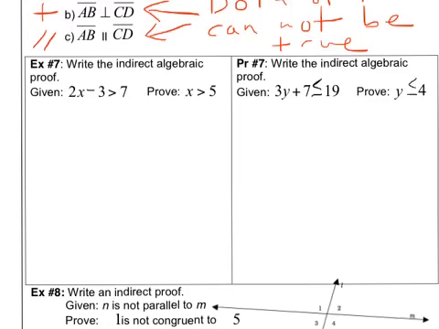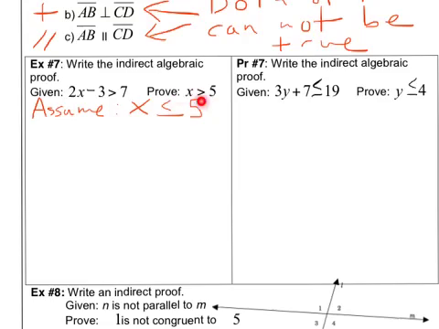Okay, well, first thing we're going to do, well, what am I trying to prove? I'm trying to prove that x is greater than 5. So I'm going to assume the opposite. So let's say assume that x is less than or equal to 5. Alright. Now what would that mean? If x was less than or equal to 5, that would change this statement. It would change my given.